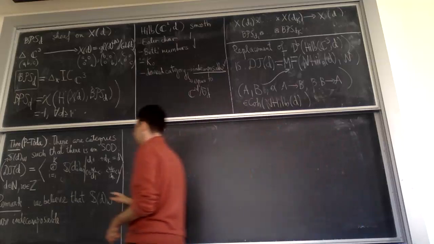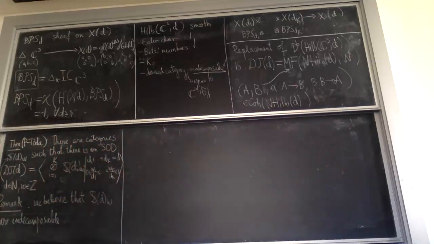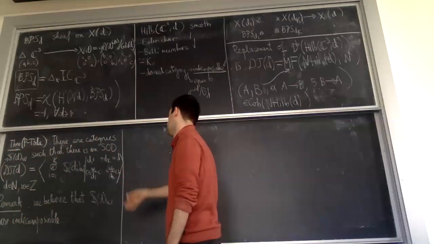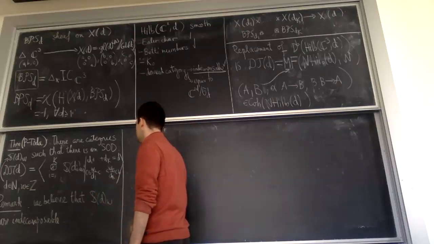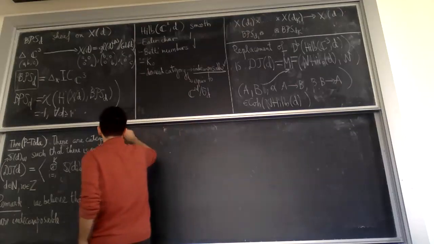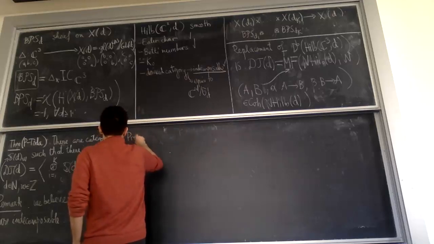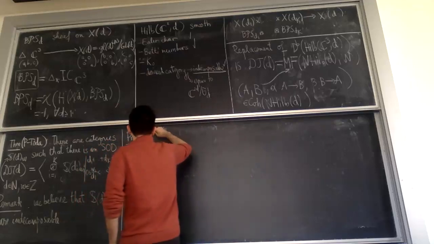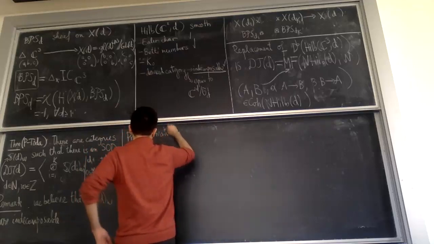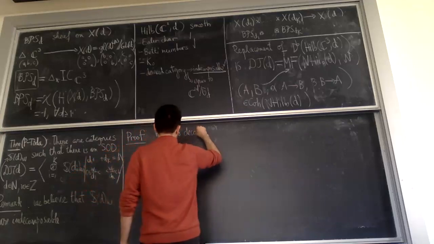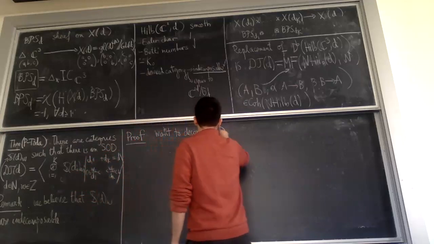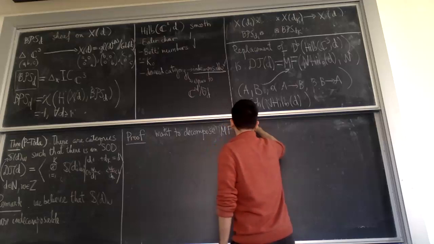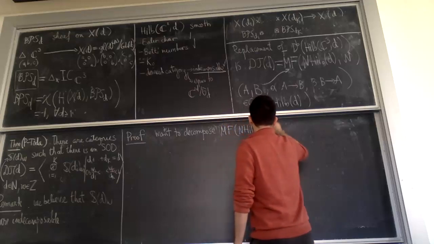Okay, so I'll have to explain what these categories SDW are, but I'll just begin discussing how one proves a statement like this, and then these categories will pop up there. Okay, so the proof is as follows. You want to decompose these matrix factorizations for n Hilb D for potential W.